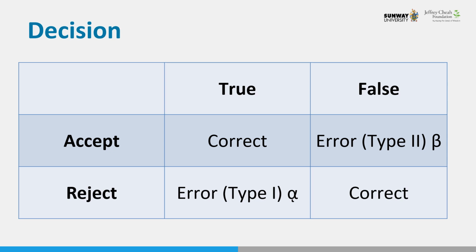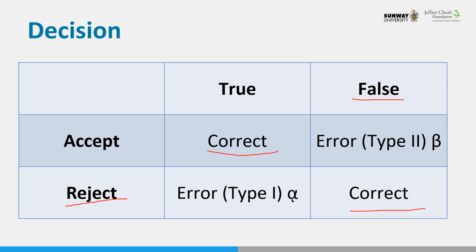So, a judge wants to make a decision: either the person is innocent or not. If the person is innocent and the judge accepts, then we can say it's a correct decision. For example, if the person is not innocent, and the judge rejects and gives the punishment, this is also a correct decision. So we have two correct decisions, and two errors.